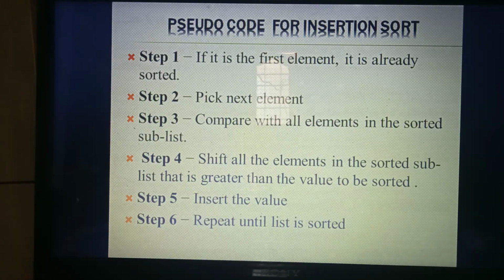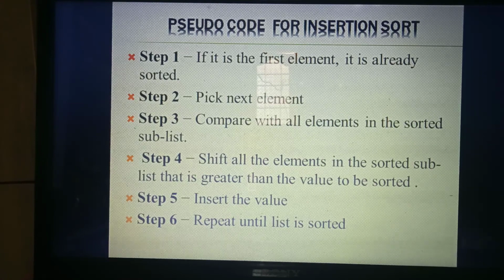Understand? Yes. Next, step 2. Pick the next element. That means you need to take the next element. The first step is over: you take the first element, which is already sorted, so no need to sort it. What's the second step? You pick the next element from the list.